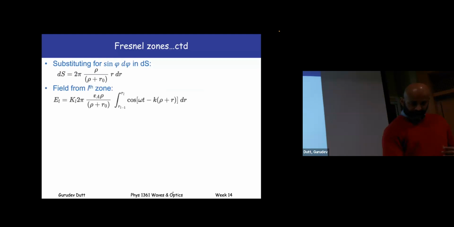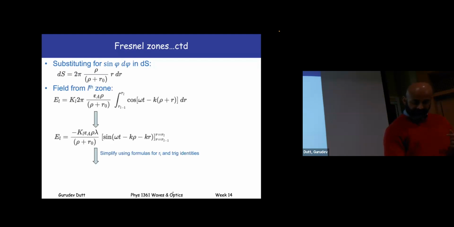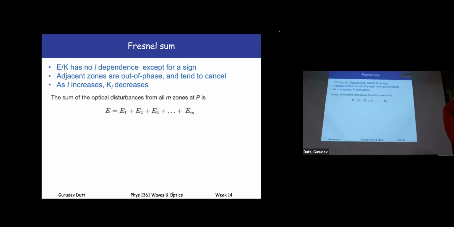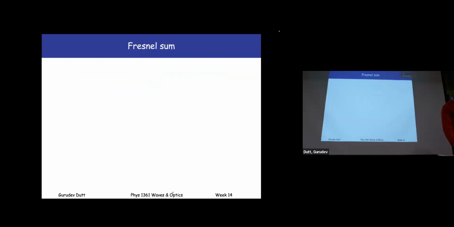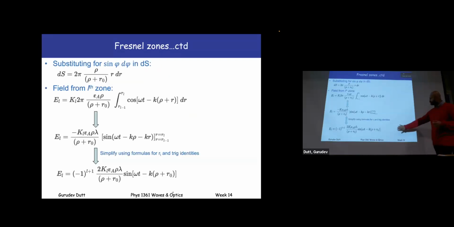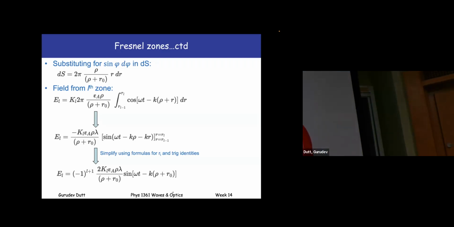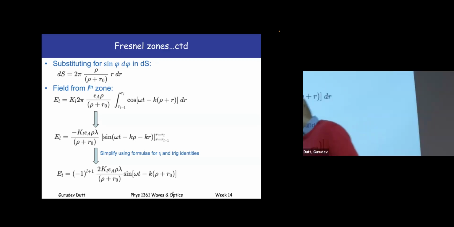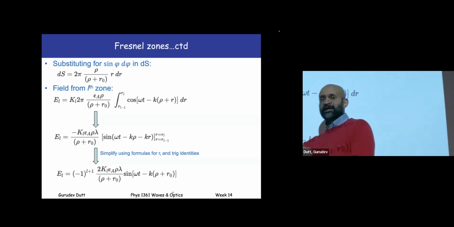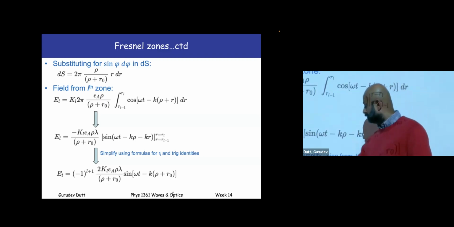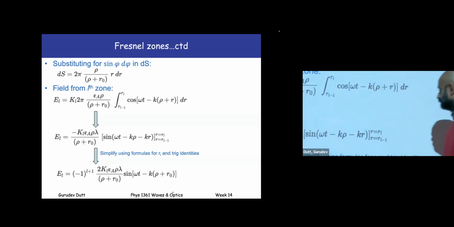Okay, this is so far. As you can see, there's a bit of math, but I go through all this in the text and in the video, and we end up with this result over here. So this is just E_L, the electric field from the Lth zone, which depends on L as just (-1)^(L+1). So every adjacent zone will have a different sign in front of it. So the first zone, the second zone, etc., will be out of phase with respect to each other by a factor of -1.